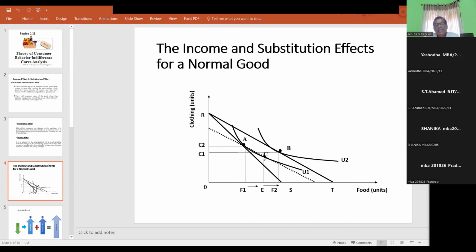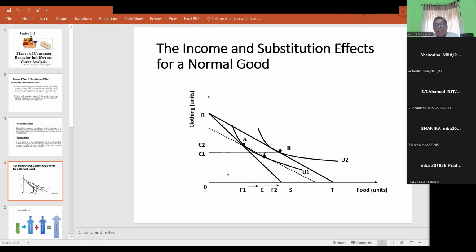According to A, B, C points, we can discuss the substitution effect and income effect. Right? This is not perfect. That graph is not perfect. That dotted line should be below the point A and touch, not going beyond the indifference curve. It should be on this side. That is my confusion. That is not even parallel.